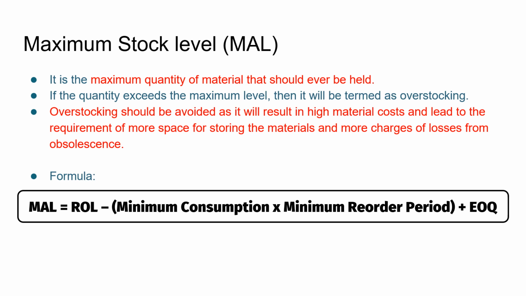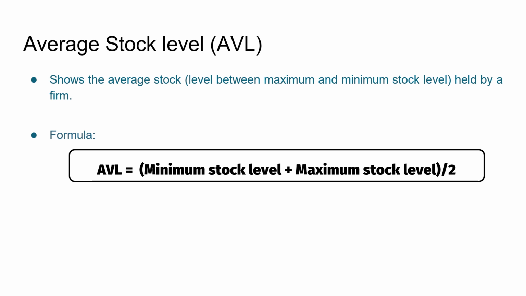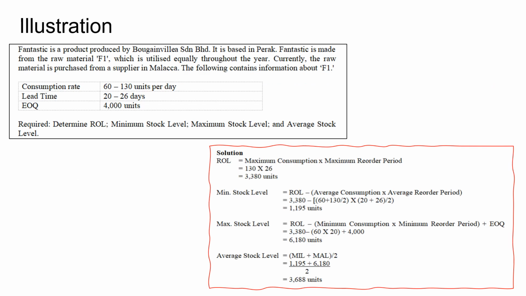Next is the average stock level. The average stock level shows the level between the maximum and the minimum stock level held by the firm. The formula is very simple and easy: the minimum stock level plus the maximum stock level divided by 2. So you have to find the minimum and the maximum stock level first in order to find the average stock level. Okay, let us look at this illustration to understand better.